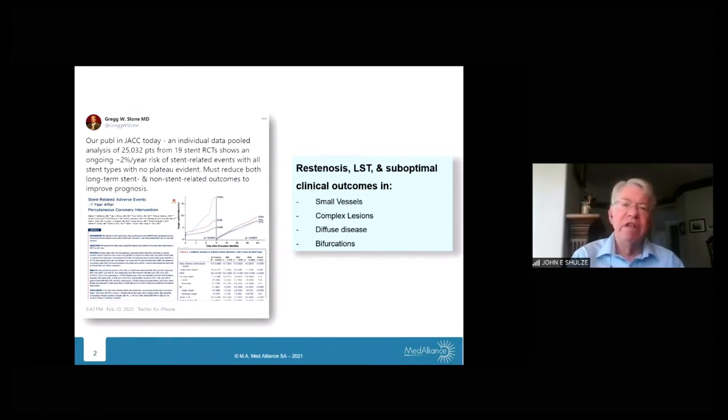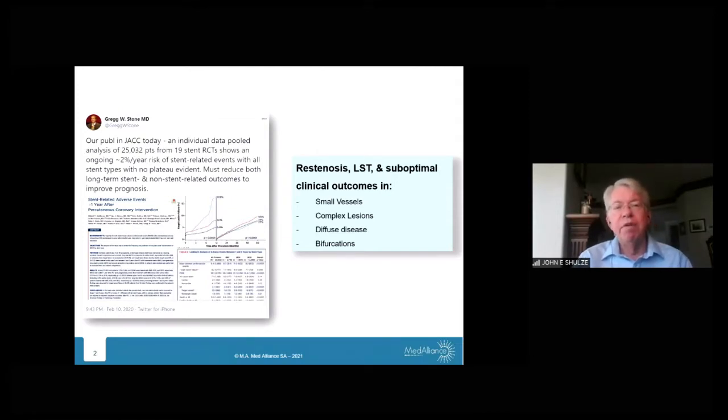So in relatively younger patients, the chances of having an additional procedure some years out after implanting the stent are relatively high. This is a paper published by Greg Stone recently that did a pooled analysis of 25,000 patients in 19 stent randomized trials showing this ongoing risk.